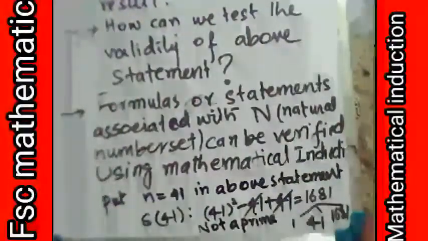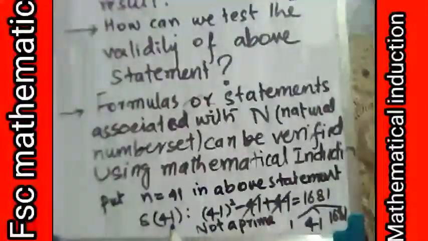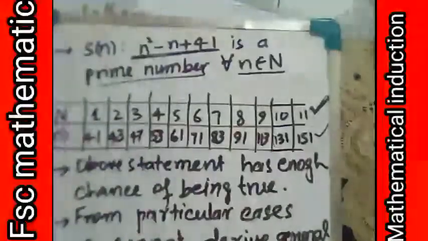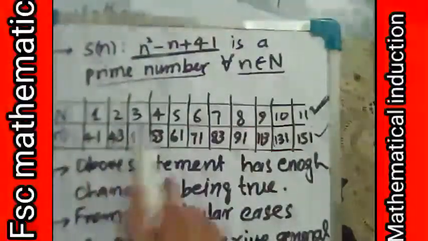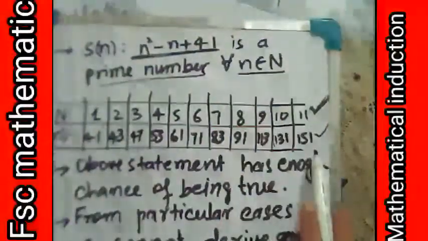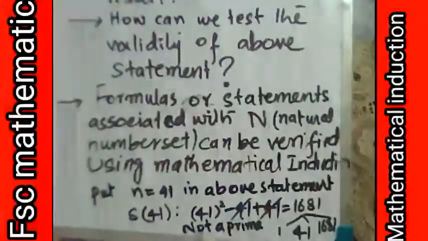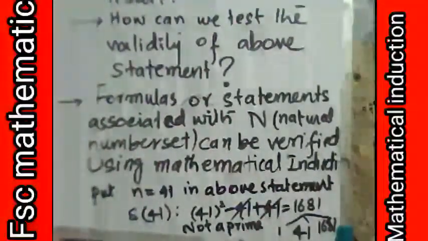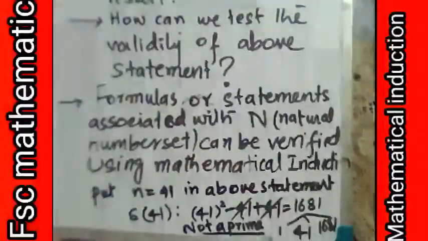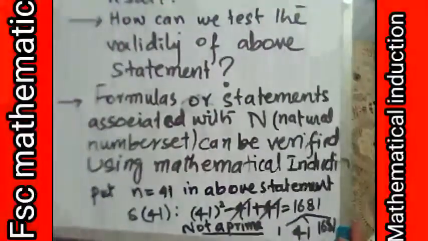But look, how many natural numbers did we substitute? What is the counterexample? 41 is the counterexample. We keep on substituting natural numbers up to 40, and we will always find a prime number. But when we substitute n equal to 41, we find a number which is not a prime. This fact is against the claim of the statement. The statement is disproved. But are we able to verify? Another question here.